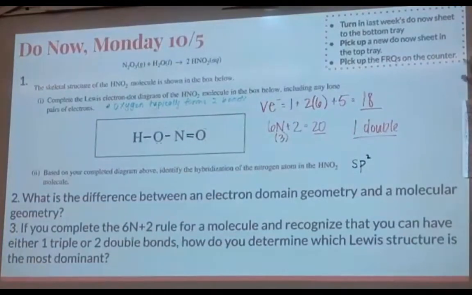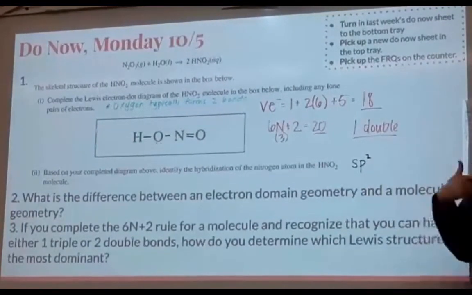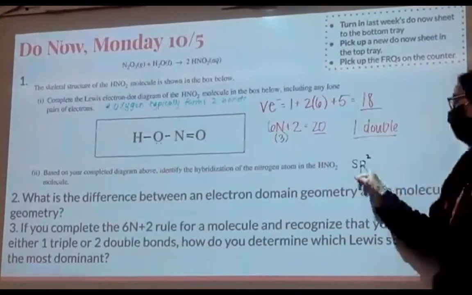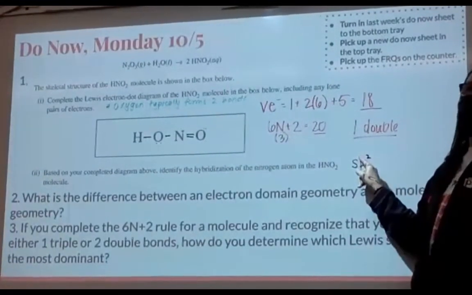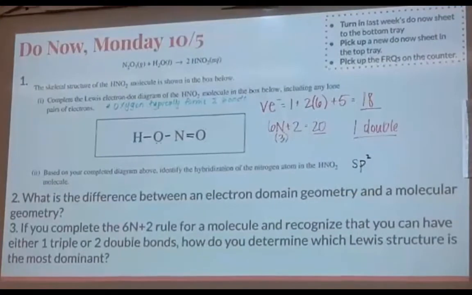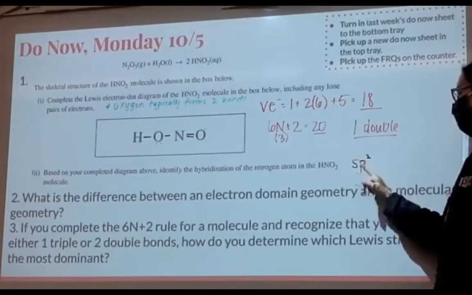There's a chart in your notes that goes through the hybridization. It's always based on the areas of electrons. If you think about it, technically there's a 1 here. We just don't see the 1 because anything to the first power is that number itself. So technically this is a 1. 1 plus 2 is 3.